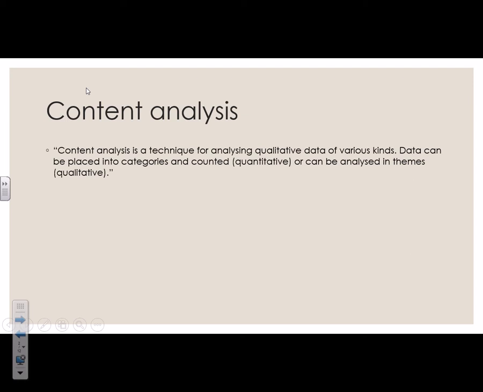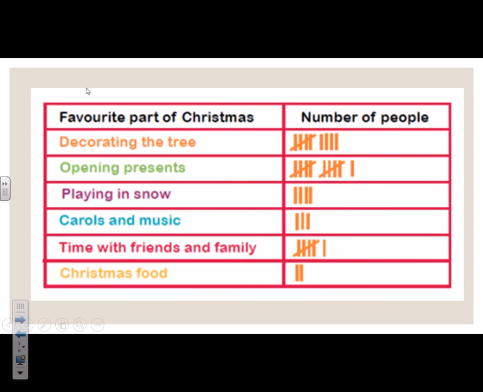Okay, here is the definition of content analysis as taken from the mark scheme. So content analysis is a technique for analysing qualitative data. So if you're using qualitative data, you will be doing a content analysis. And then there are two different types of content analysis. There is coding, which takes qualitative data and turns it into categories so that it can be counted, and I'll just quickly show you an example there.